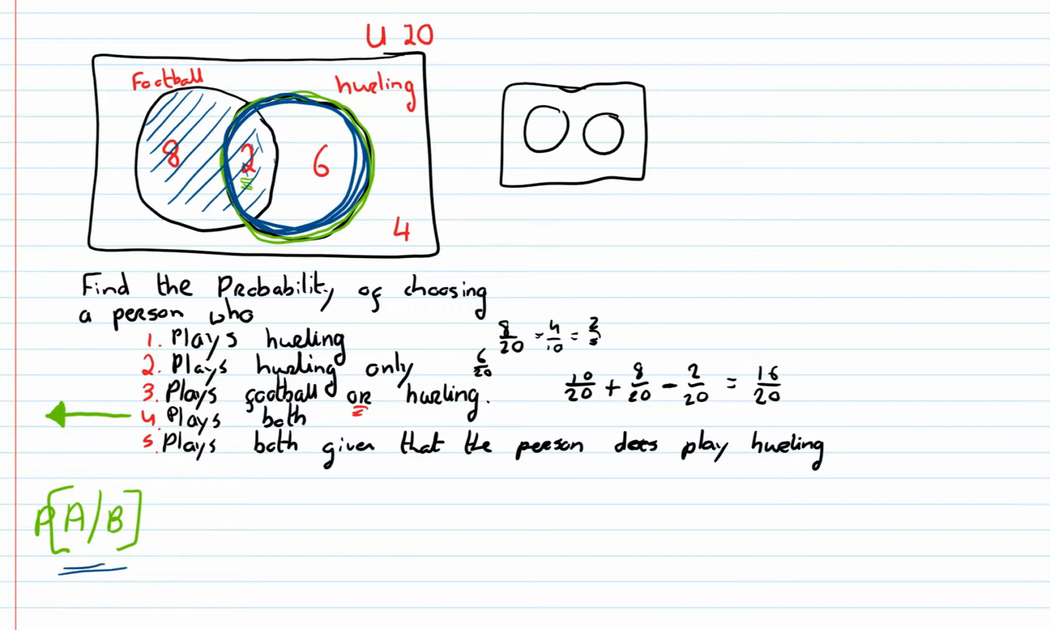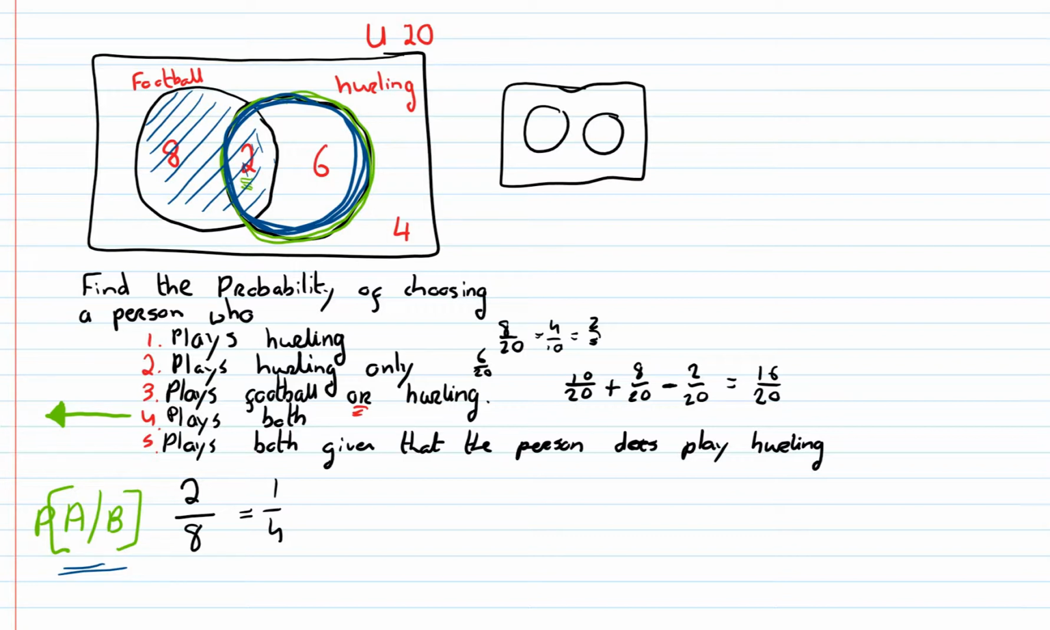Common sense will tell us, what's the probability of choosing one of these people from the overall amount? Well, that would be 2 out of 8 altogether here, which equals 1/4. So common sense would say, if I have the 8 people who play hurling, what's the probability of choosing one of these people from that 8? Well, it's 1/4. Okay.